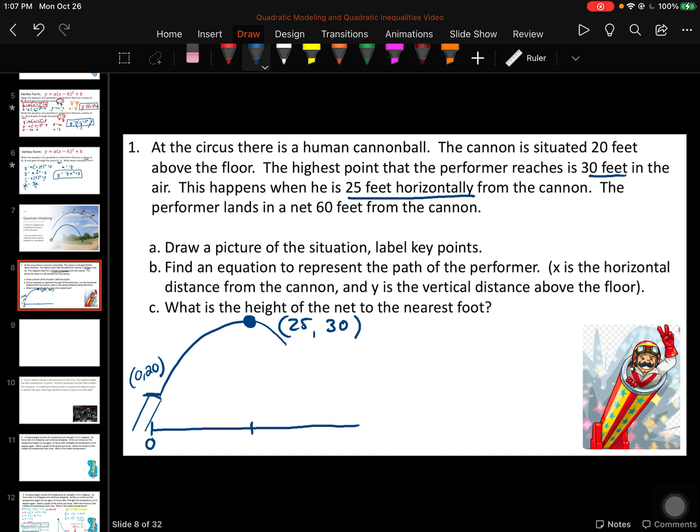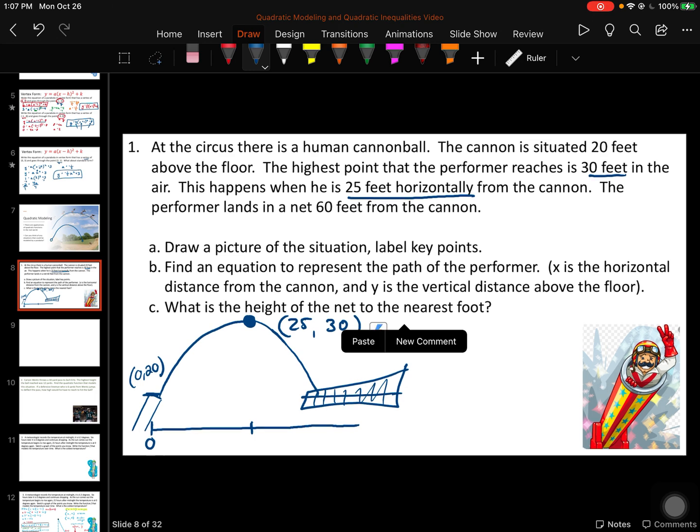And it says the performer lands in a net 60 feet from the cannon. So let's say there's a net right here, and it looks like that. There's the net, and it's 60 feet from the cannon. So this point right here, we don't know how high it is, but we do know that the net is 60 feet away. So the horizontal distance here is 60, 0. So, cool, there's our picture. That helps. Now it says draw a picture. We did that.